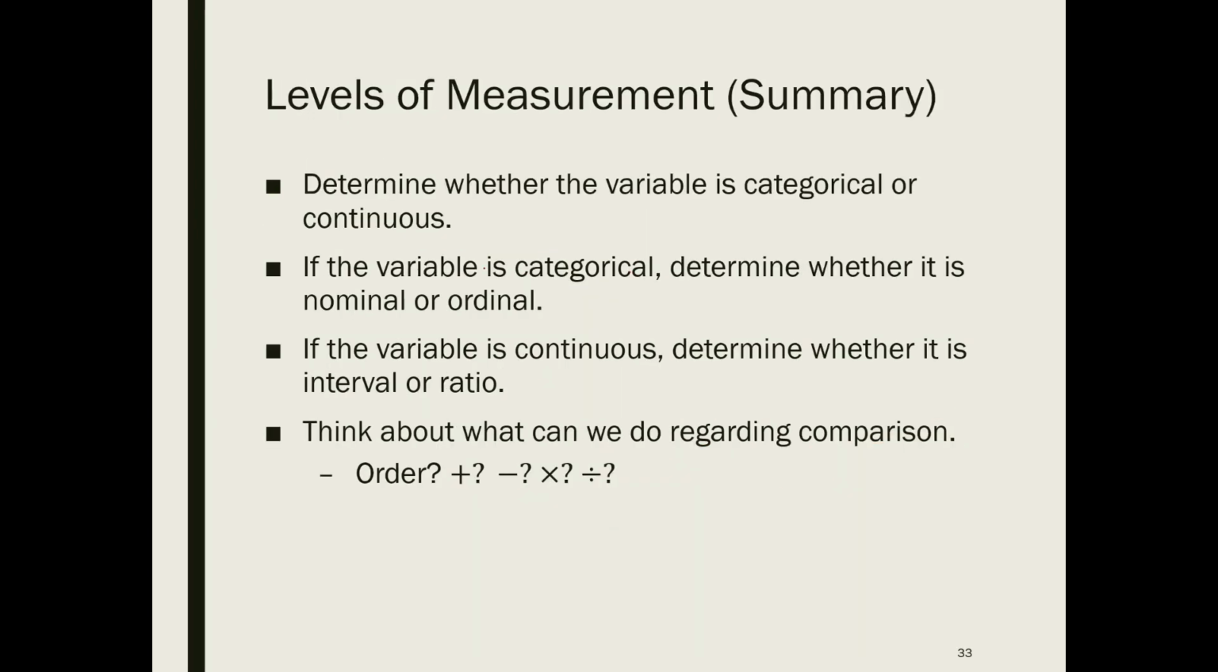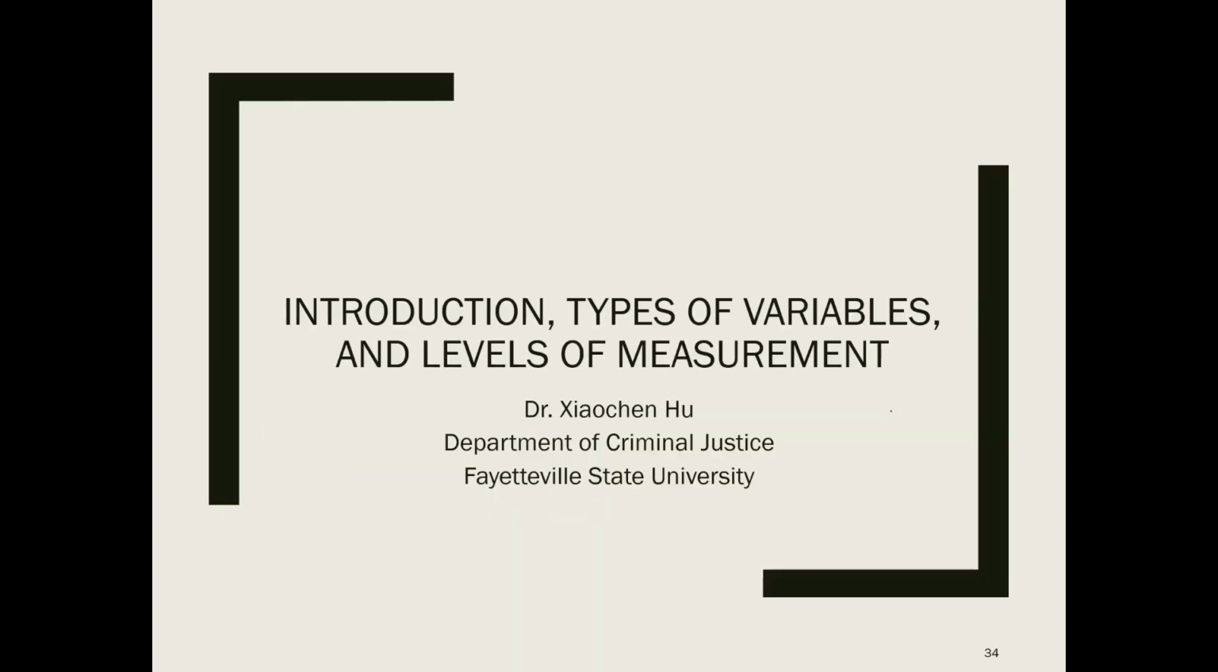So here is a summary of what we want to know. Determine whether the variable is categorical or continuous. If the variable is categorical, whether it is nominal or ordinal; if it's continuous, whether it is interval or ratio. Then think about what mathematical operations we can do with those variables. Okay, that's it.